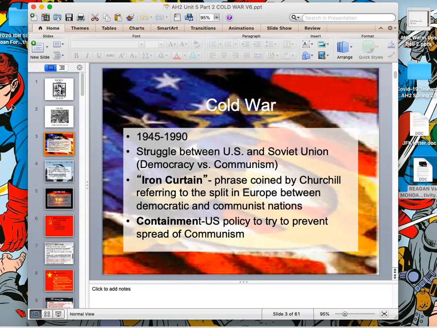We talked about the Cold War, democracy versus communism. Churchill coined the phrase the Iron Curtain. It was the ideology of communism falling over Europe.